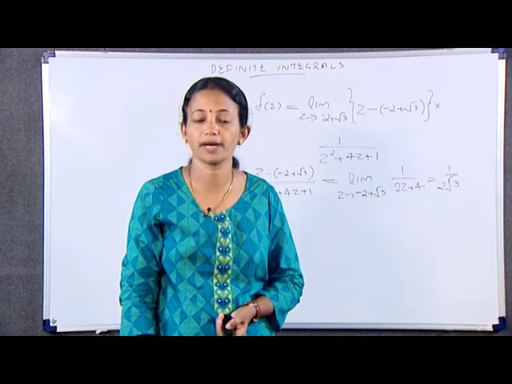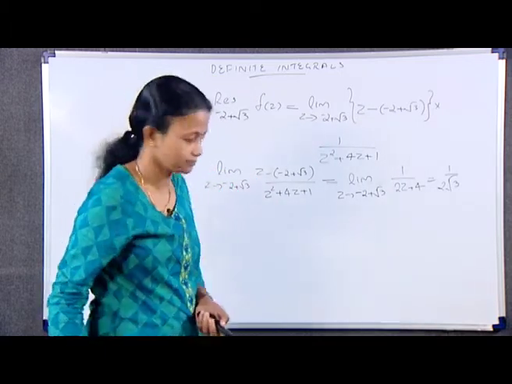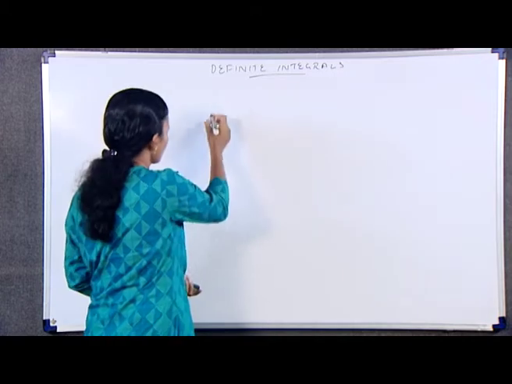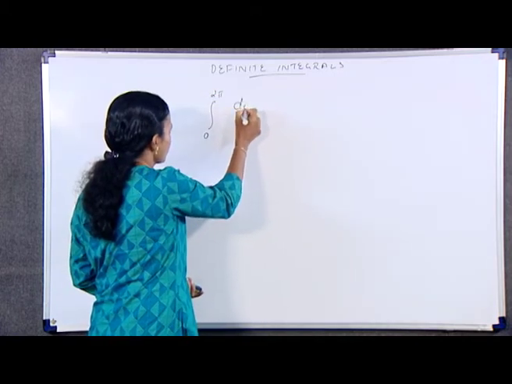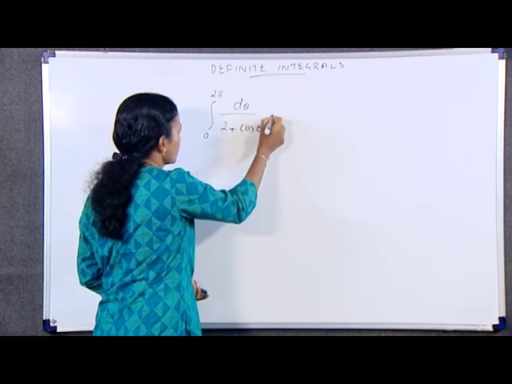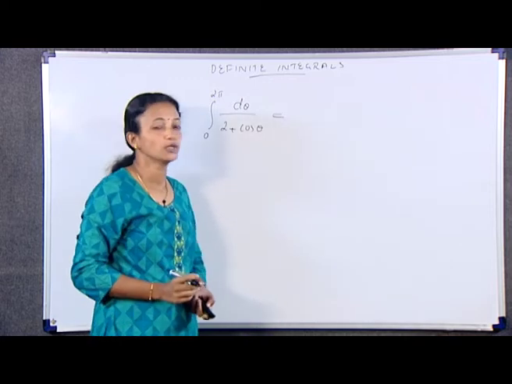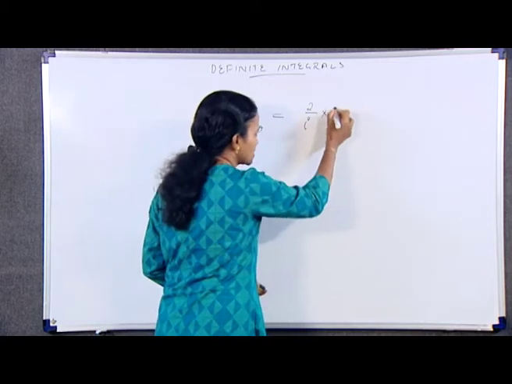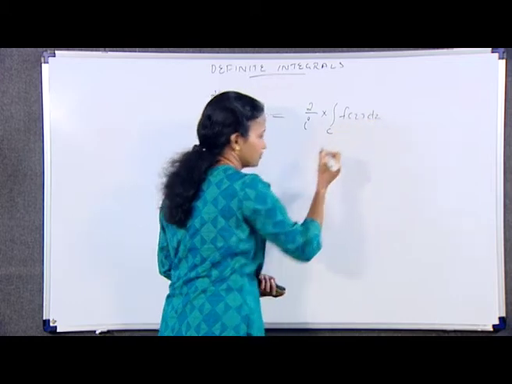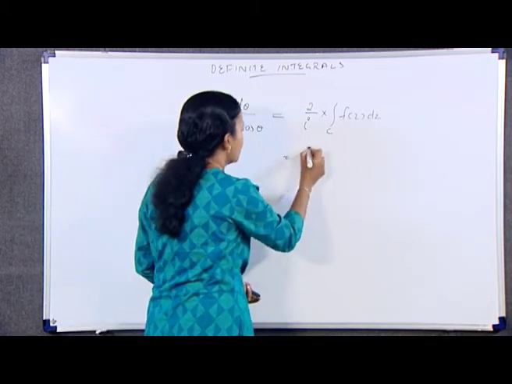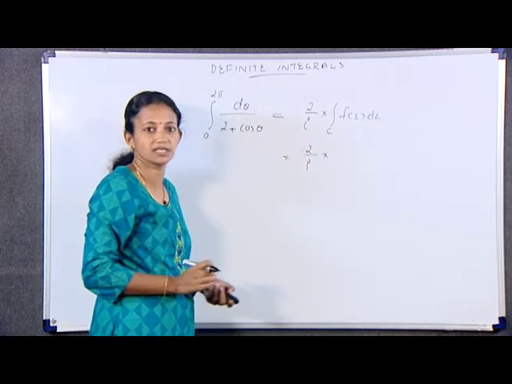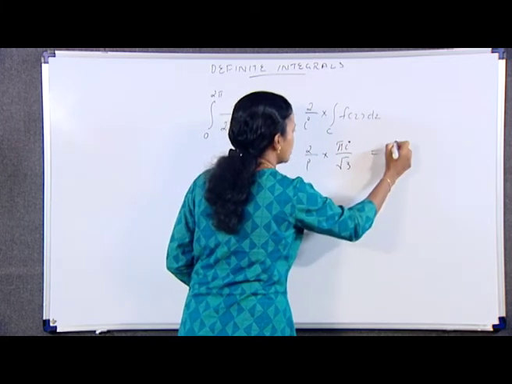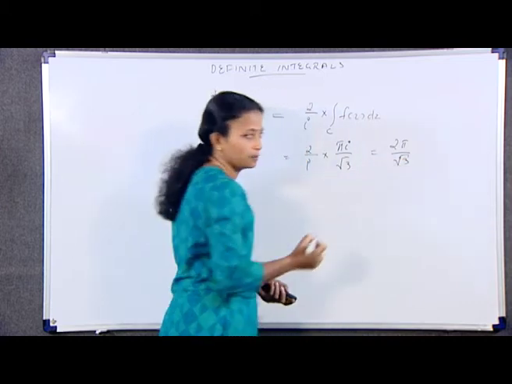Thus, the integral from 0 to 2π of dθ by (2 + cos θ) is equal to 2 by i into the integral over C of f(z) dz, which is equal to 2 by i into πi by √3. So, the value is equal to 2π by √3.